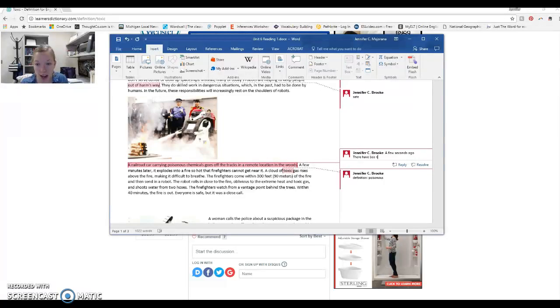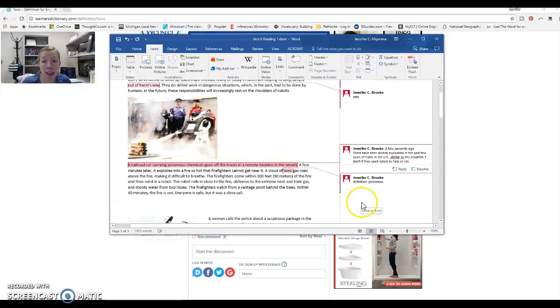There have been several explosions in the past few years of trains in the US, similar to this situation. But I don't know if they used robots to help or not. Okay, so I don't have a really clear personal experience to add to that, but it does make me think about some of the news stories that I've heard about it before.